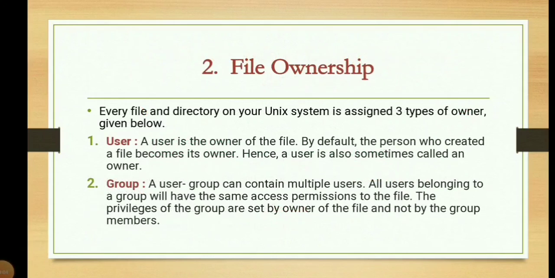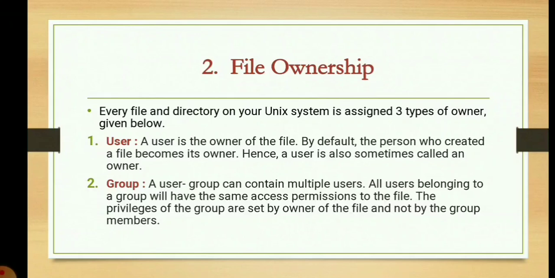Now moving to the second topic of our presentation, we will understand file ownership in brief. Before we proceed to file permissions, it is necessary for us to understand file ownership. As you can see on the screen, every file and directory on our Unix system is assigned three types of owner. The first one is user. In simple terms, the user is the owner of the file, meaning the user created the file. When you create a file, your username shows up in the third column of the file listing.